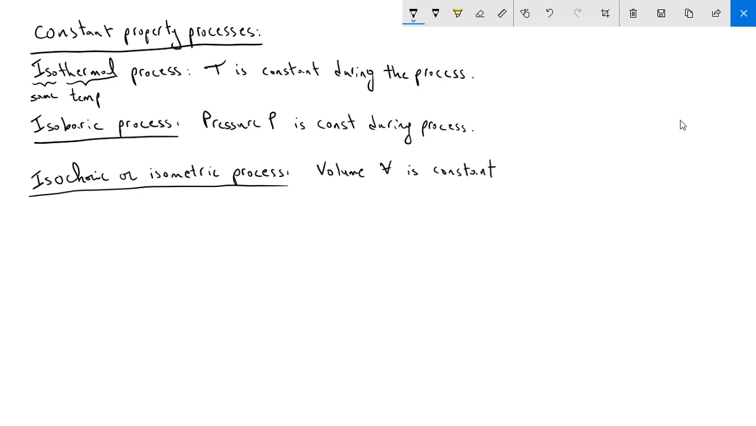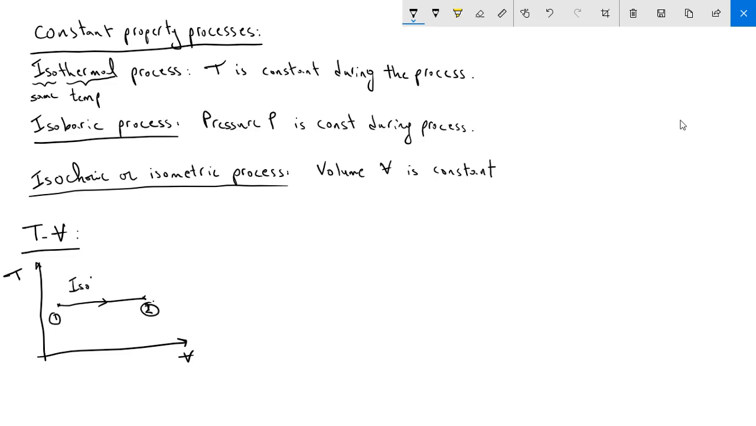For example, if you're drawing a temperature with respect to volume diagram, a TV diagram, to see what the isothermal process means, we draw a TV diagram. It is a process where the temperature doesn't change during this process. So this is an isothermal process.